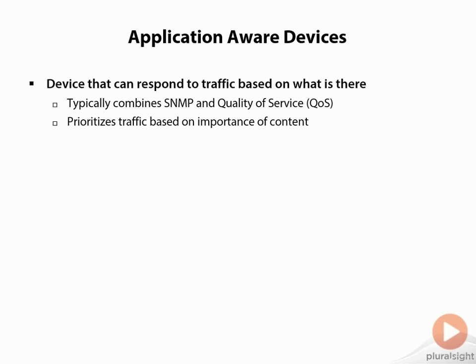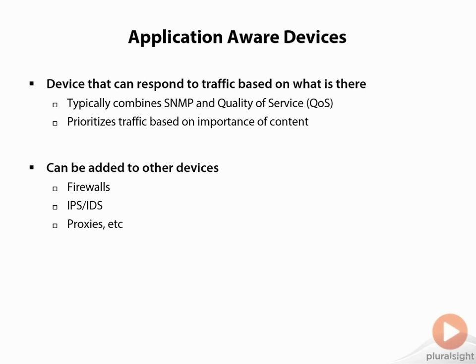And then lastly, we have application-aware devices. An application-aware device is a device that can respond to traffic based upon what is there. Right? So what does that mean? Well, it can respond differently depending upon the type of traffic that it encounters. And it will typically combine SNMP, or Simple Network Management Protocol, and some type of QoS, or quality of service. It will combine those, and it will prioritize traffic based upon the importance of that traffic or the value of the content. So it basically can give higher priority to certain types of traffic.